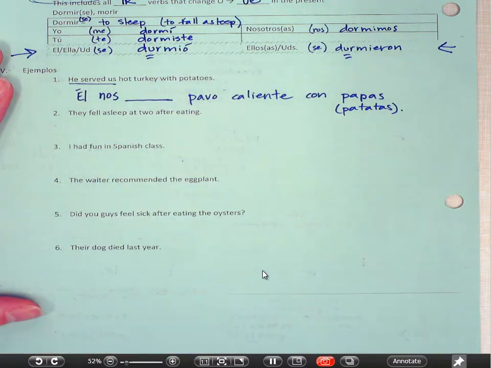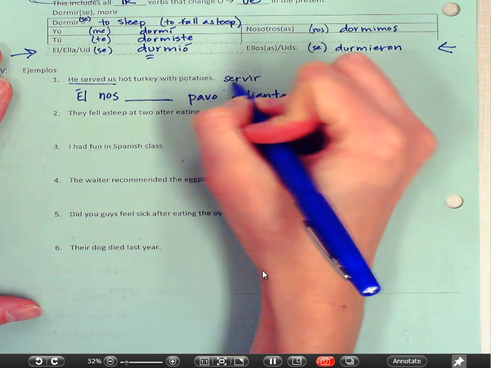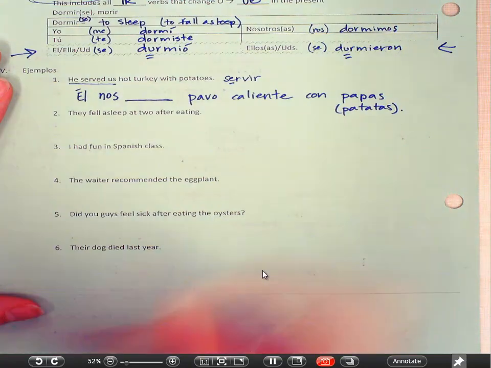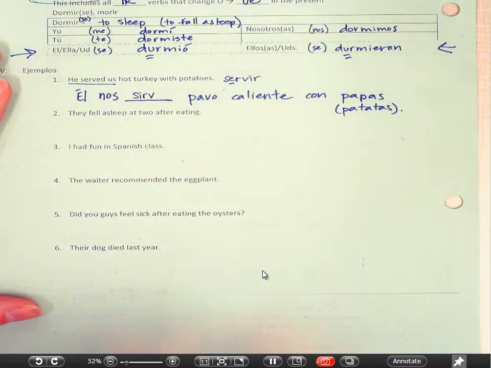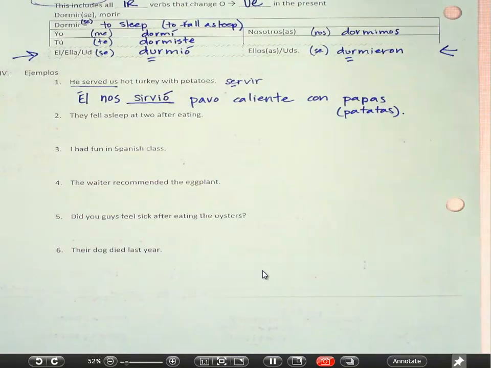So we have to think it's an E. The verb is servir. So it's an E, so it has to be E to I. And that will be the simplification. It's not I-E, it's just I. So it'll be Él nos sirve. And then the he form ending is yo. That's a way of planning out each sentence.